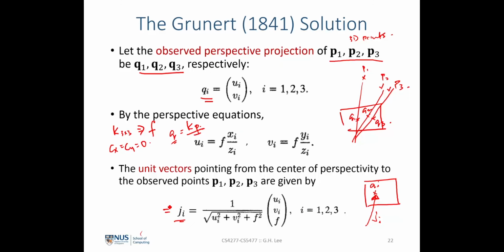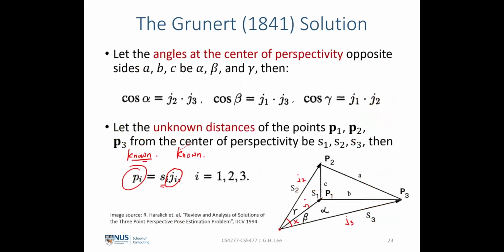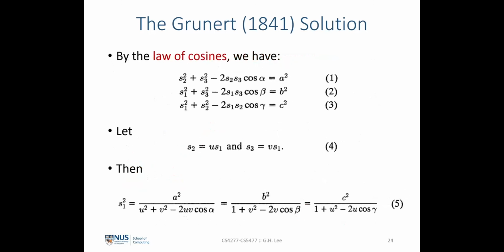J here is known because we know the 2D correspondence, and this is the image point ui and vi, and we also know the camera intrinsics value, which also means that F over here, the focal length, is also a known entity. This means that in this case, we have an equation which consists of the unknown Si, and putting everything together, we'll get these three equations by the law of cosines.